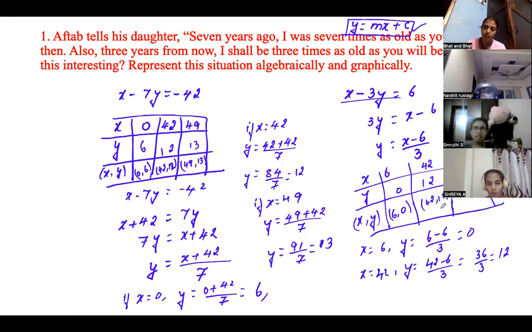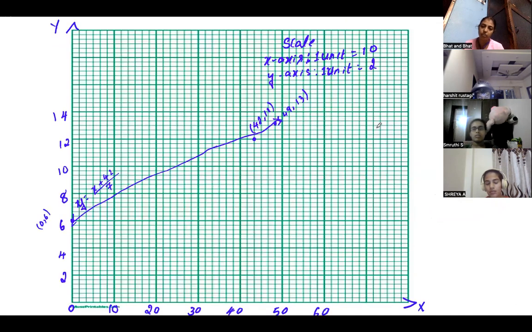So it will become 42, 12. Right? Next, if you take x is equal to 48, y will be equal to (48 minus 6) divided by 3, that is 42 divided by 3, which is equal to 14. So which is the coordinate here? 48, 14. So let us plot it in the graph: 6, 0 and 42, 12.